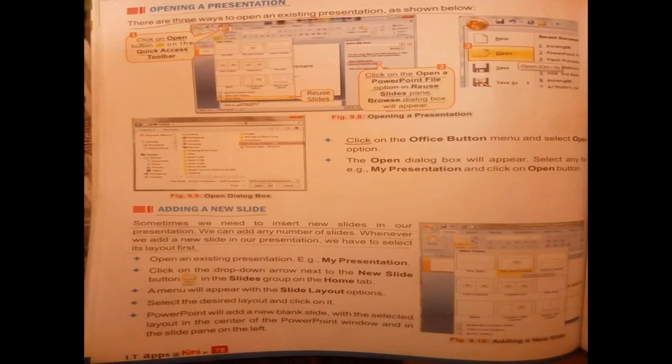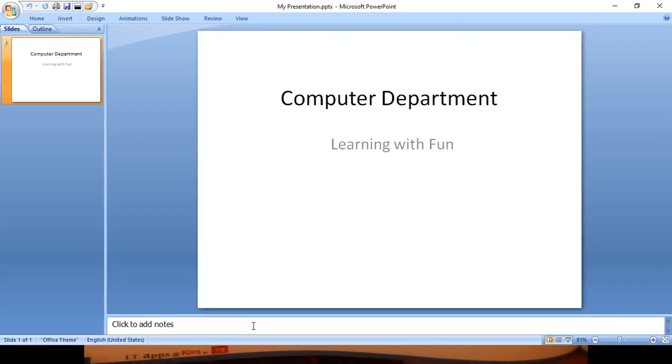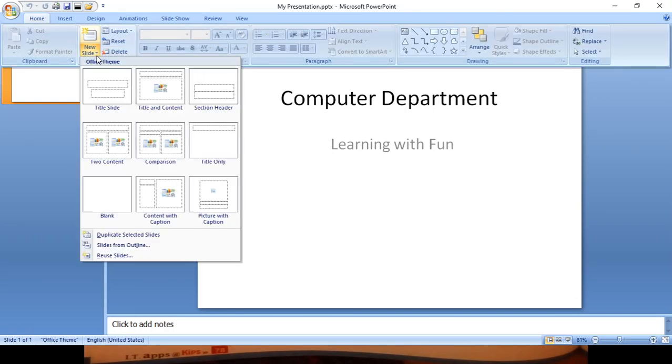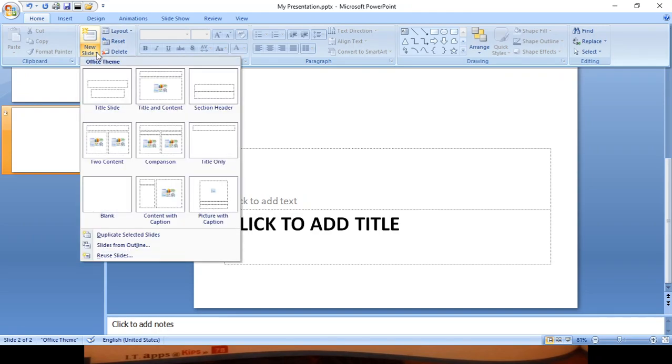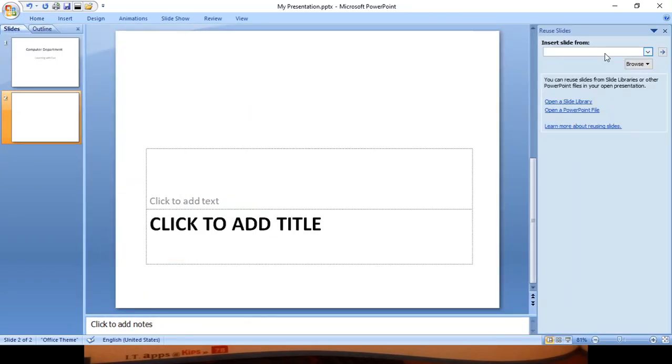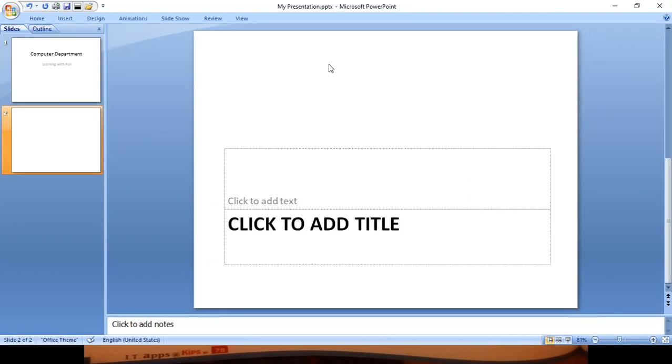Okay, so let us do how to add a new slide. Home tab, new, whichever you want you can select. Home tab, new. Here one option was there, how to open this PowerPoint file, right? See here it is reuse, second option. You can write here my presentation, and you can click on browse and you can open it. So the three ways to open.